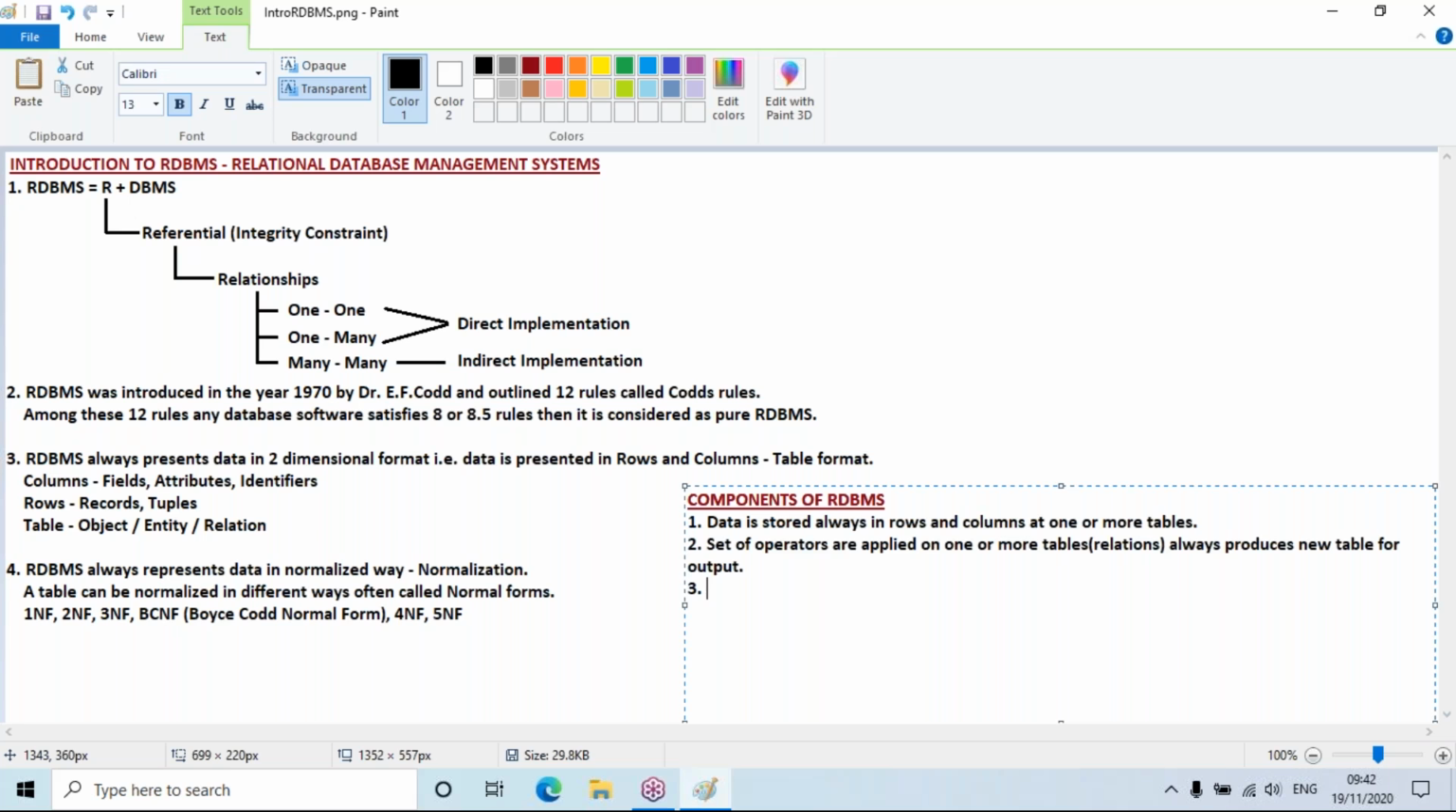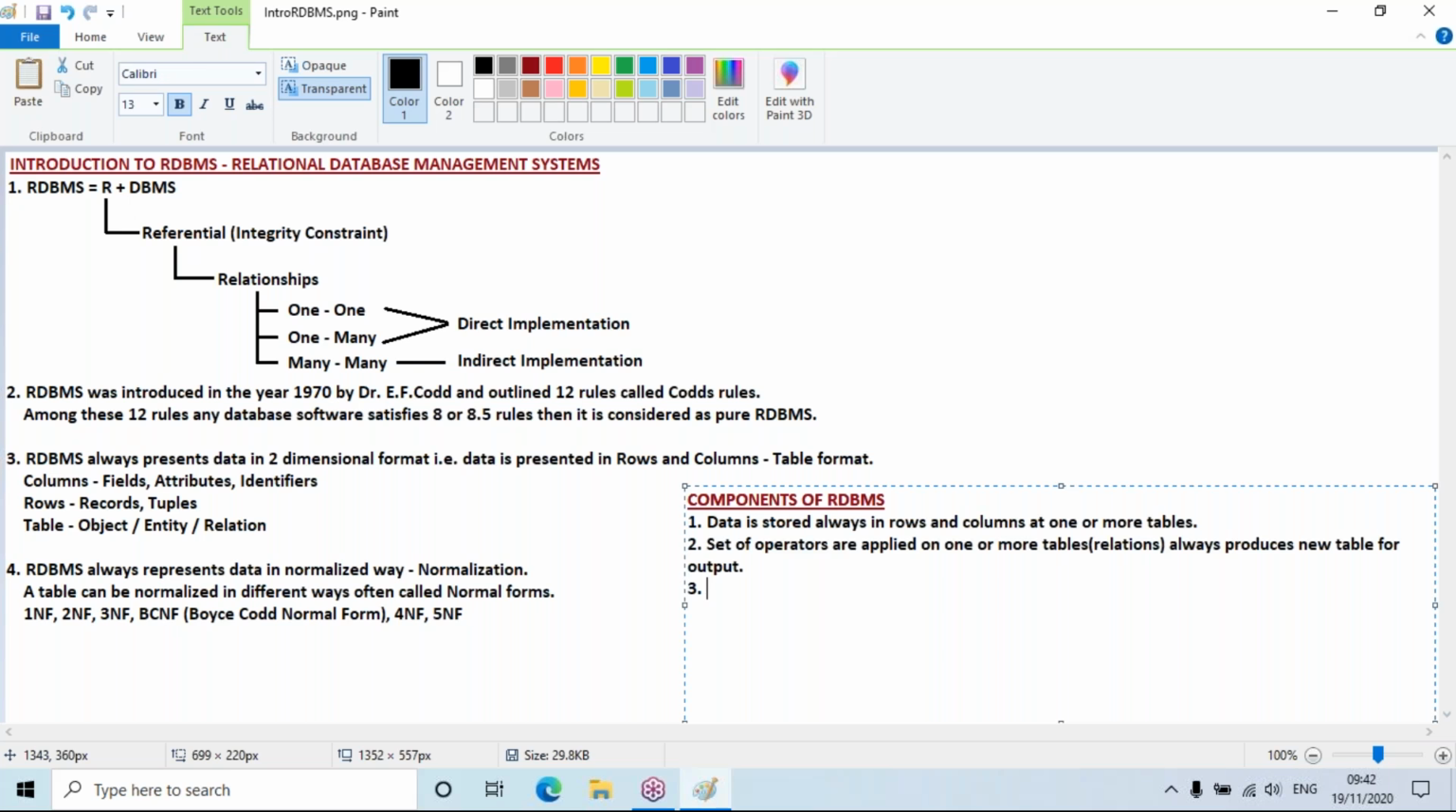Set of operators, I said. Set of operators. Okay, and we have a big list of operators in Oracle. Those operators, where you are going to apply them, whether you apply them on one table or on multiple tables, that is up to the operator we implement. You decide. So set of operators, where do you apply? On one or more tables.